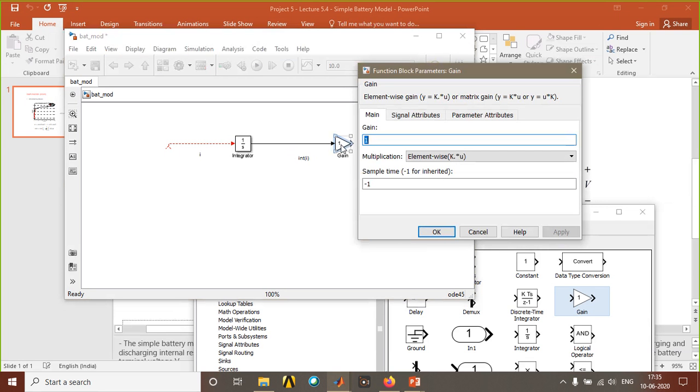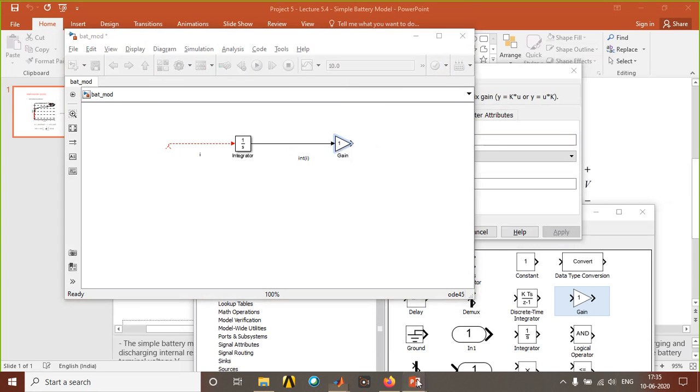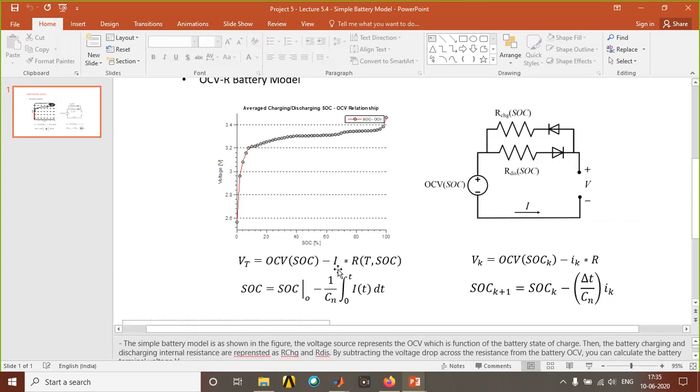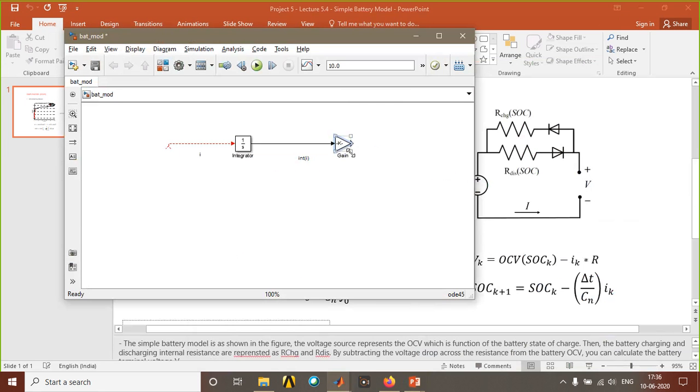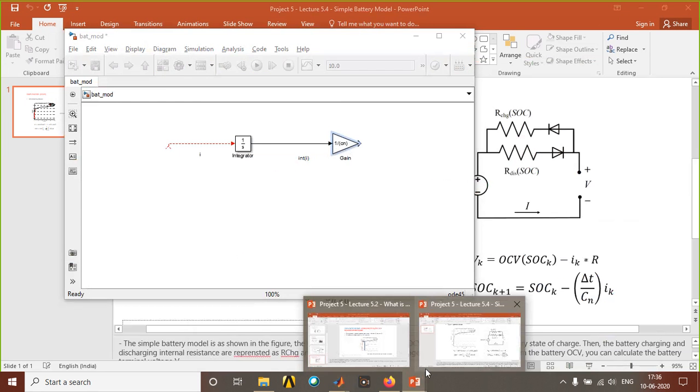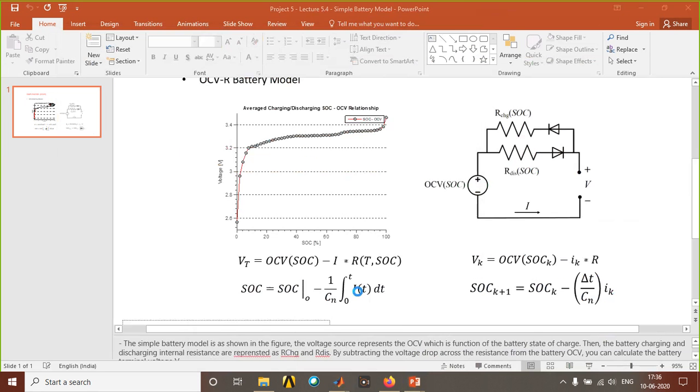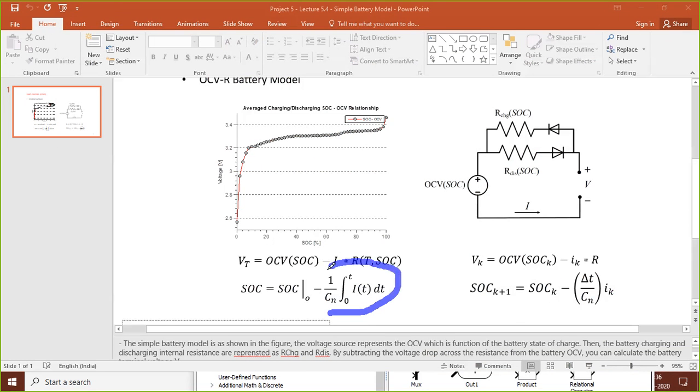So in order to do that, I'm going to put a variable over here. The variable is 1 by Cn. So double click it, 1 divided by Cn. Just put it here, give OK. When you make it bigger, the value 1 by Cn will get displayed over here. Now I have successfully made this.